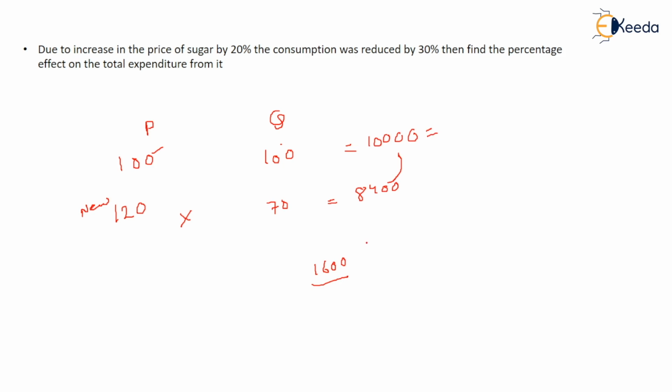And on what amount did it change? On 10,000 it changed, na? So divide by 10,000. This is 16 by 100, and to convert it into percentage you have to multiply it by 100. So this comes out to be 16%. So the net effect on their expenditure is how much? 16%. Let's solve the next question.